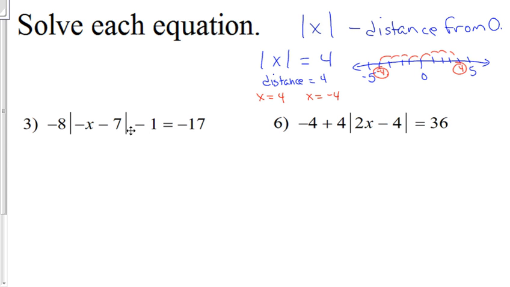So the first thing we're going to do is isolate the absolute value. And once you do that, you have to remember that there's a positive and a negative answer, and we're going to solve both.